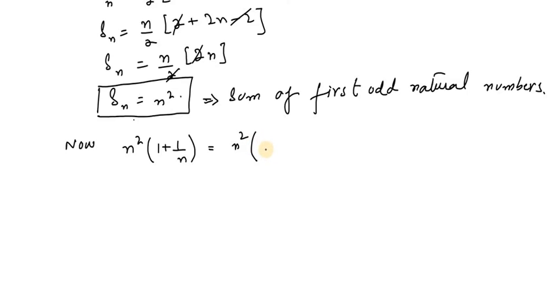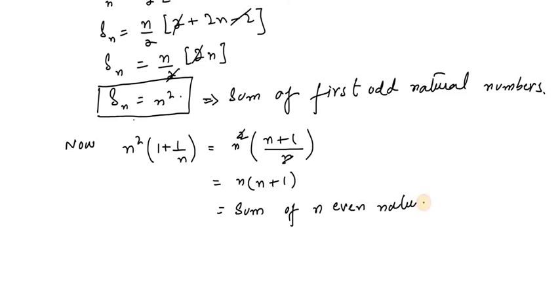Implies we take LCM as n plus 1 over n, times n square. One n would cancel, we get n of n plus 1, and n of n plus 1 is equal to the sum of n even natural numbers. So we have proved this.